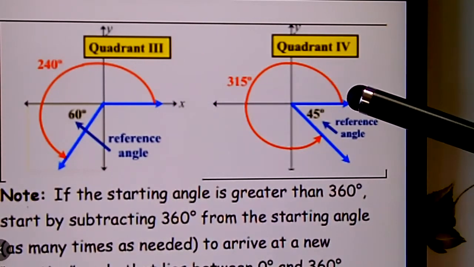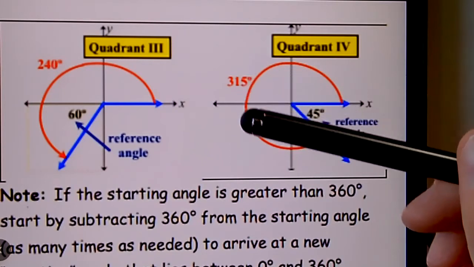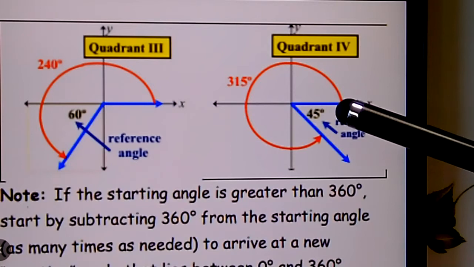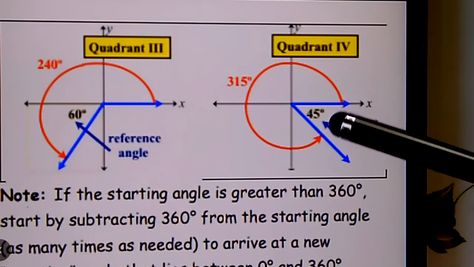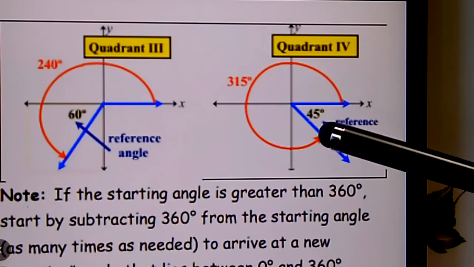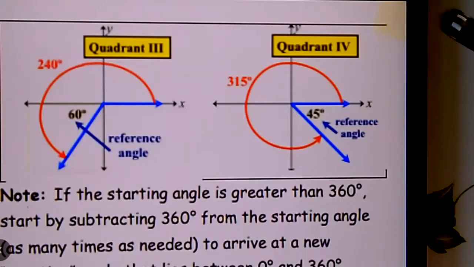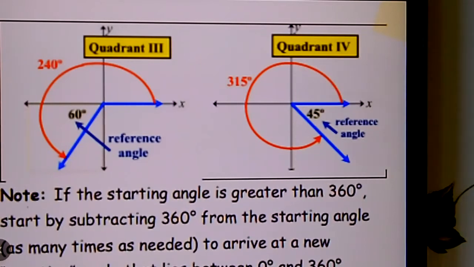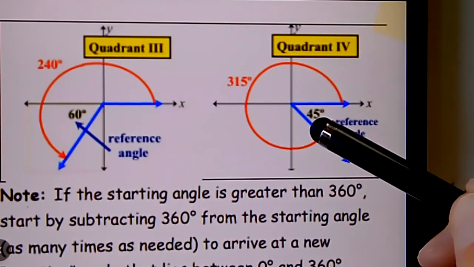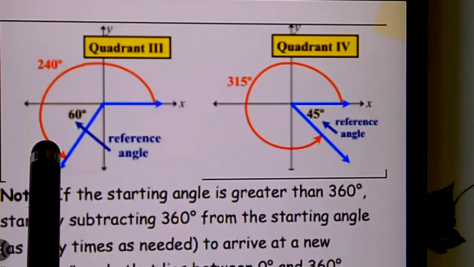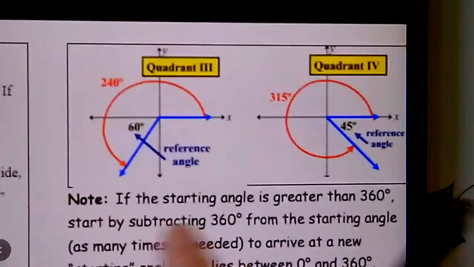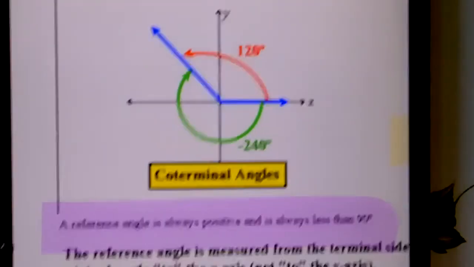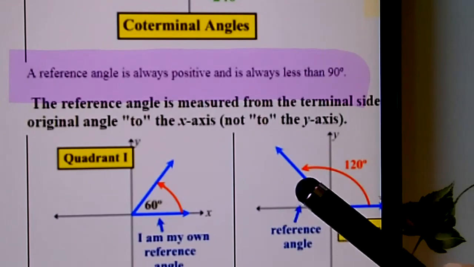Over here, if I'm in quadrant 4 and I went 315 degrees, 360 minus 315 leaves me with 45. This is 45 degrees. So my reference angle is 45 degrees. Okay, always from quadrant 1. Always how far below the x-axis the angle is, or how far above it is.